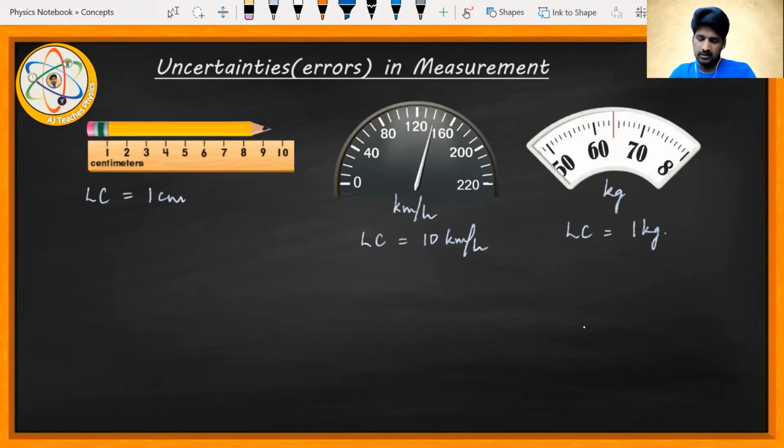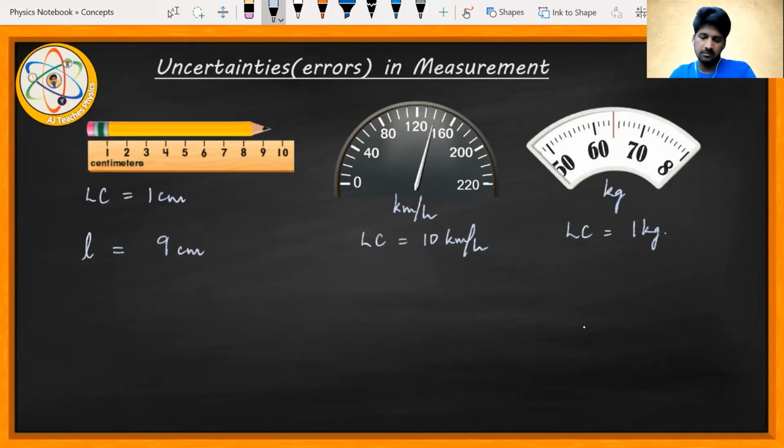Now the least count of the scale is 1 centimeter. So when you record this length, I'm calling the length of the pencil as L. So when we record this length, you should record it as 9 centimeters. So why did I choose 9 centimeters? Because the tip of the pencil appears to be closer to the 9 centimeter mark than the 10 centimeter mark. So I'll take it as 9 centimeters.